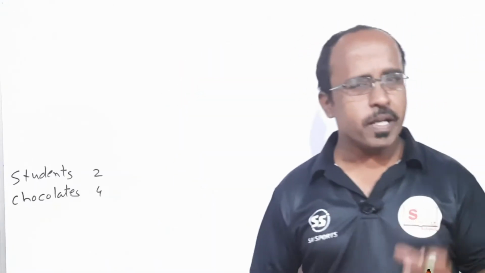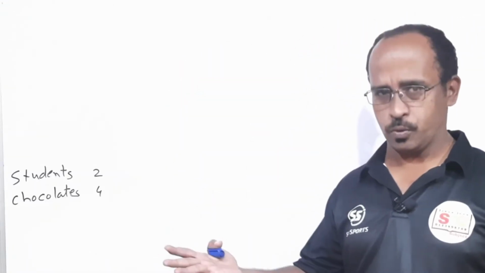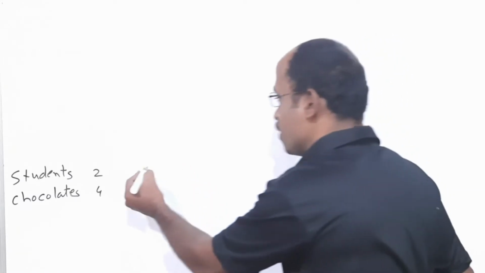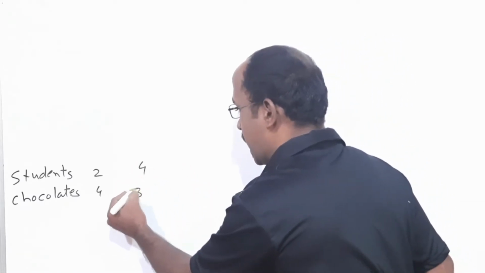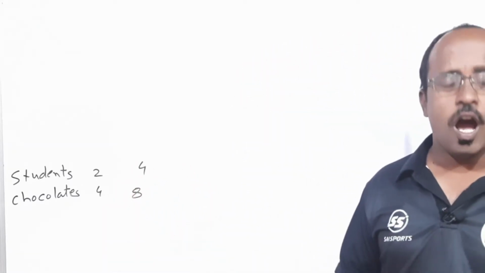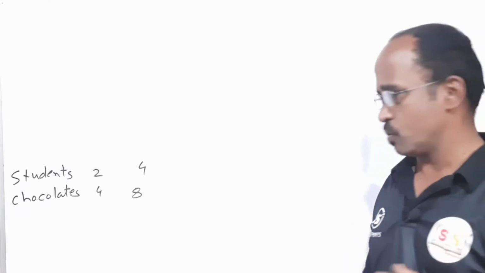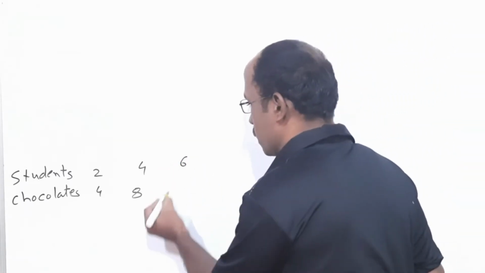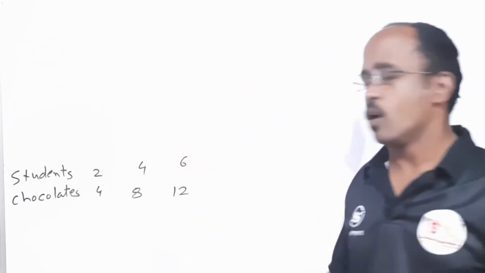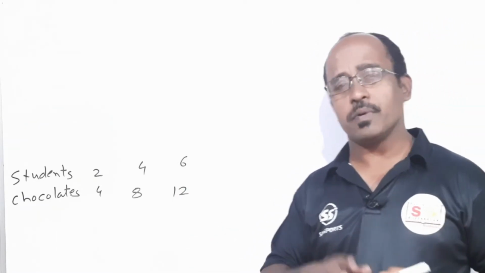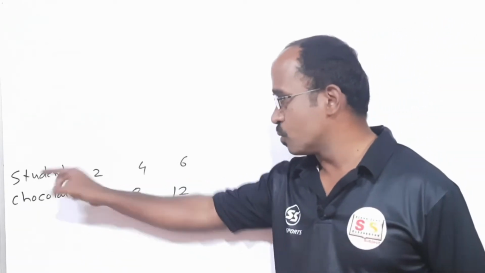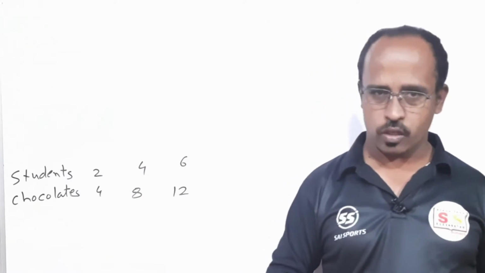So how many chocolates will be required for 4 students? Naturally, 4 students will require 8 chocolates. How many chocolates will be required for 6 students? 6 students will require 12 chocolates. So in this example there are two quantities. One is students, another one is chocolates.